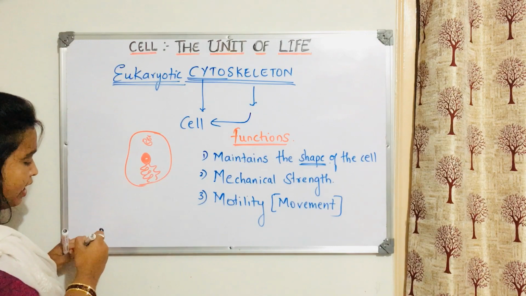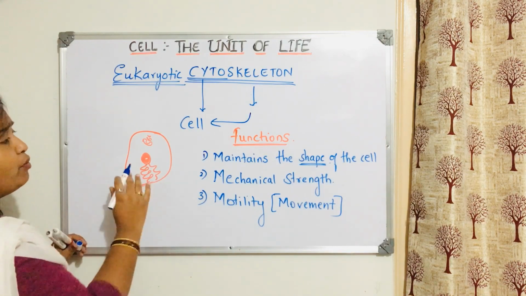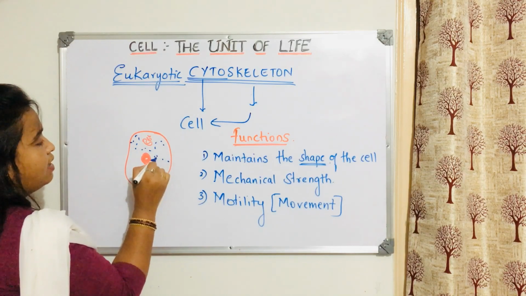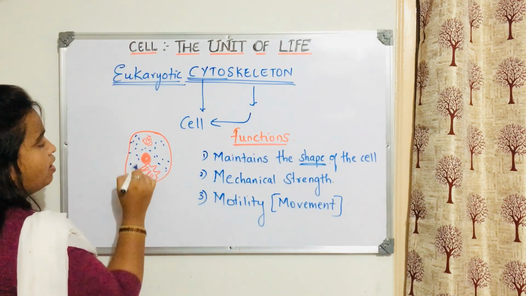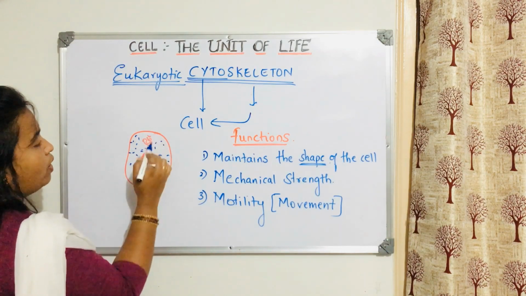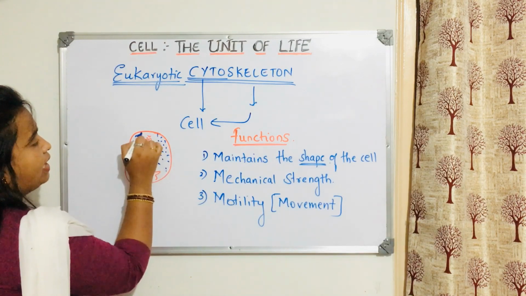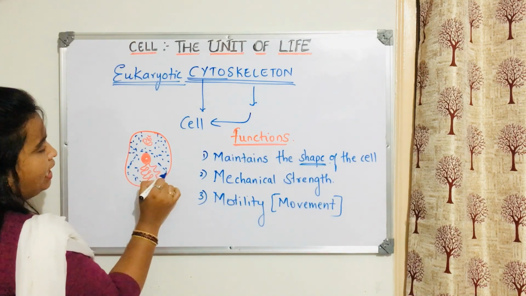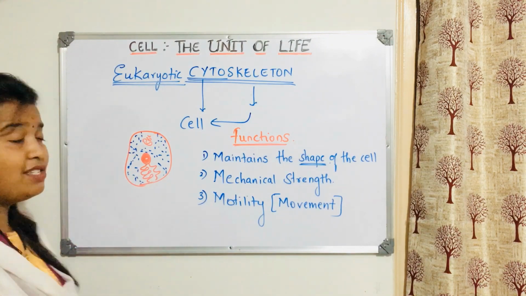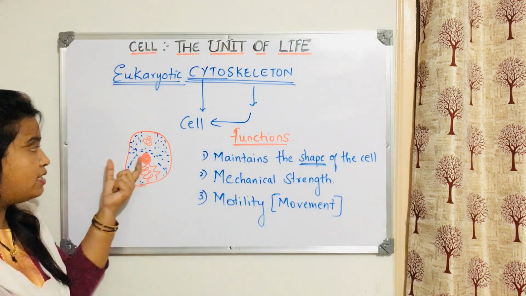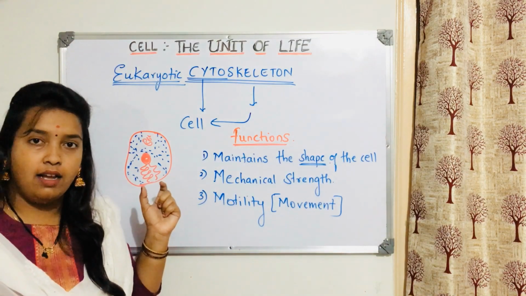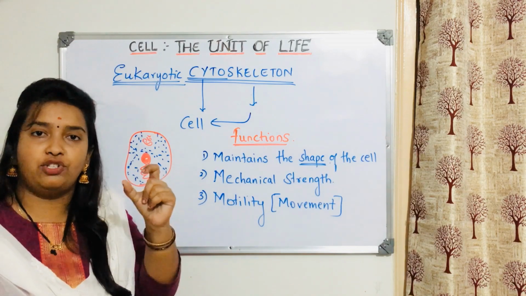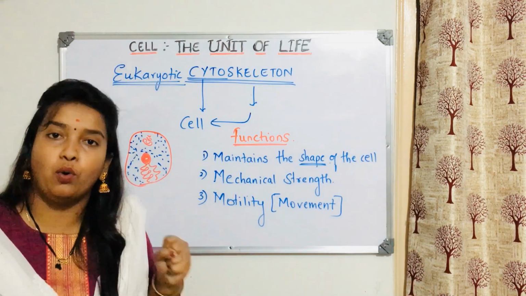Now this cytoskeleton, where will you find it? You will find it completely dispersed everywhere in the cell like this. Like this, they are like long filaments. Because it is covering the whole cell, remember this cytoskeleton is a proteinaceous structure. It is made up of some particular proteins.